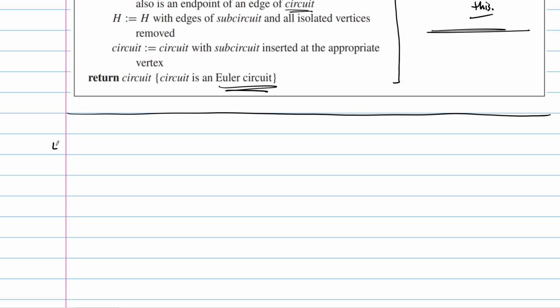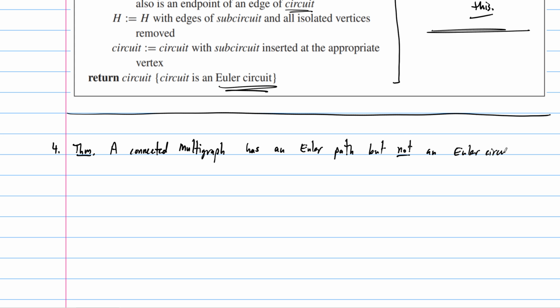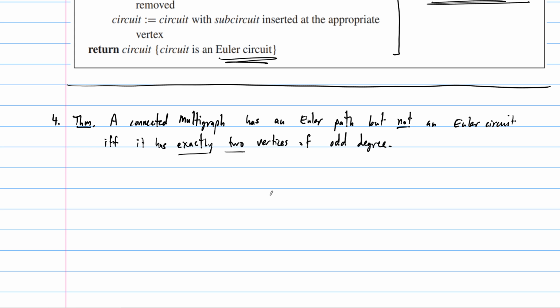So here's another theorem. This one says that a connected multigraph has an Euler path, but not an Euler circuit, if and only if, again, this is an existence theorem, it has exactly two vertices of odd degree. All right, so the key here is exactly two. It can't have more, it can't have less.